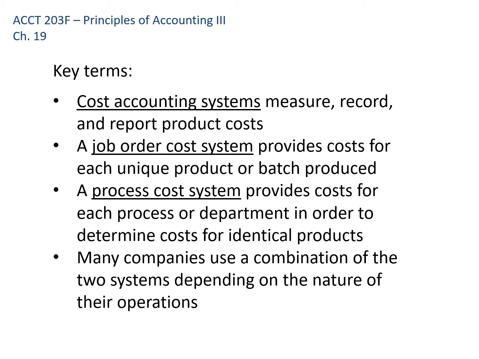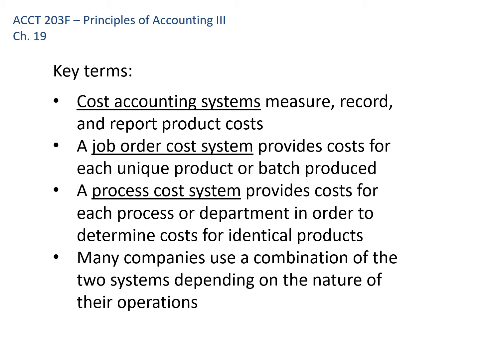Maybe we're a company that makes bags of cement. Every bag of cement is the same. A company could produce more than one kind of cement, but we would use process costing within each batch that we do, because within each batch, all the products are the same. We'll start that in the next chapter.